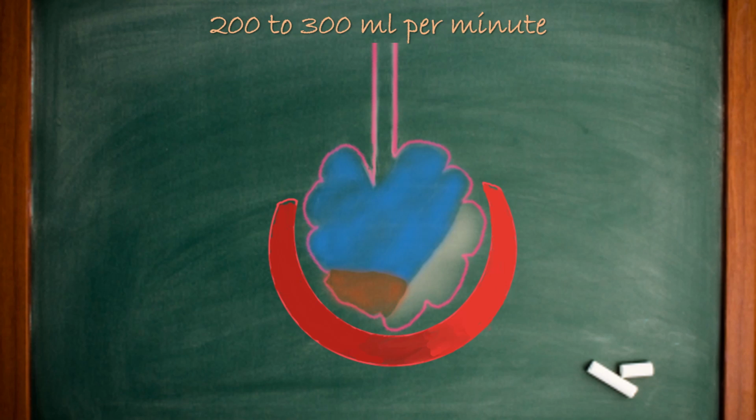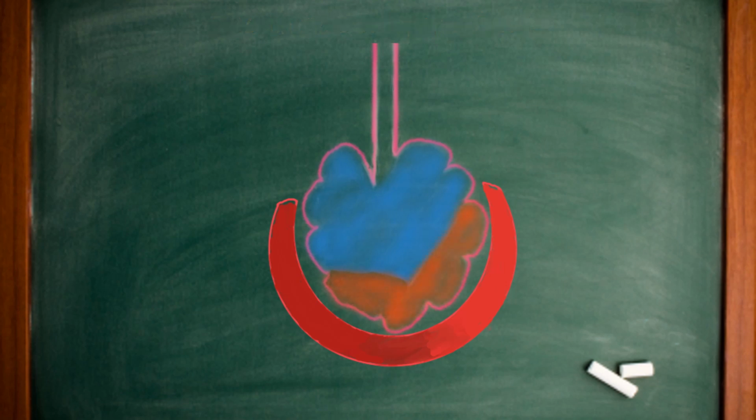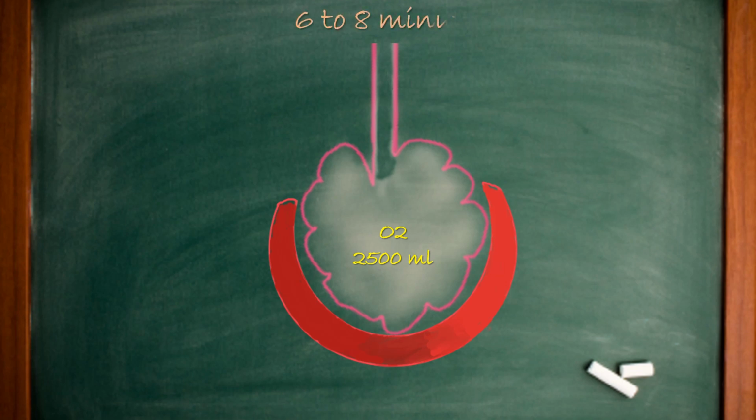This means a patient breathing only air before going into apnea will have a reserve of only about 1 to 2 minutes. But if we replace this air with 100% oxygen, this reserve volume will be up to 2500 ml, giving a reserve time of about 6 to 8 minutes.